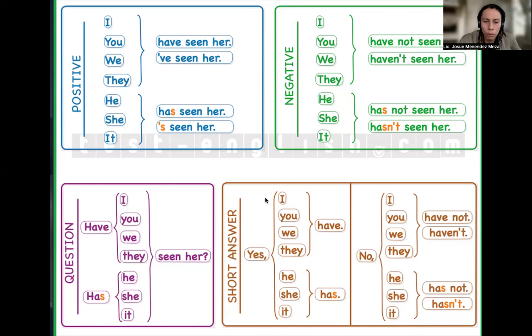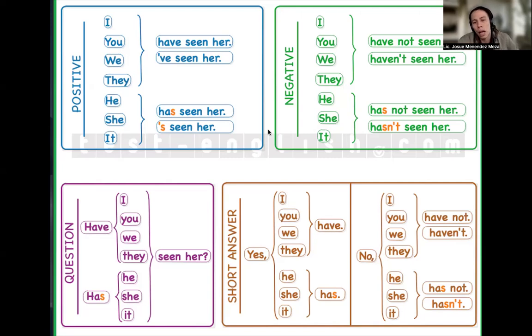Then we have questions, where we have to switch the places. Firstly, we put have, and then the pronoun, the subject, and then the past participle of the verb. In this case, have you seen her? Or maybe has he, or has it, seen her? Because we are talking about the third person.